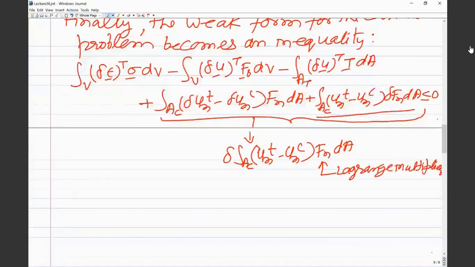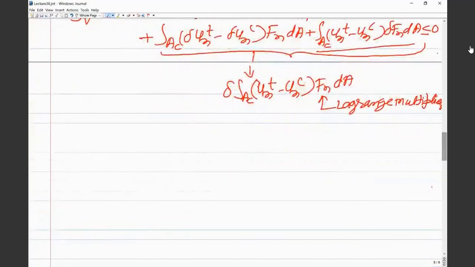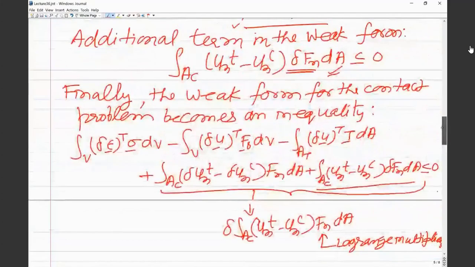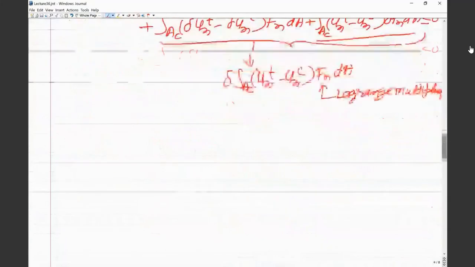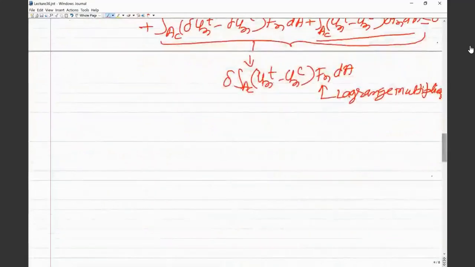Now, let us develop the element level governing equation separately for both the bodies, that is the target body as well as the contactor body. That is what I am going to do next. Although I have written the combined weak form, combining the impenetrability constraint and everything, I will be writing the element level governing equation separately for the target body, separately for the contactor body, and then we will be writing this inequality constraint separately in the form of an element level equation. So next is this element level governing equation.